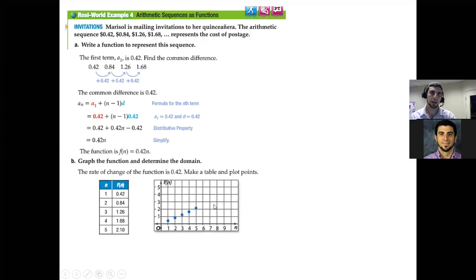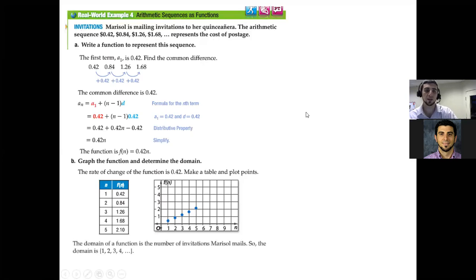Again, we're not connecting the points because there aren't values in between 42 cents and 84 cents in the context of this situation. Basically, in this situation, the stamps cost 42 cents each. That's what the slope of the line represents. So you wouldn't really have 43 cents, 44 cents, and things like that.